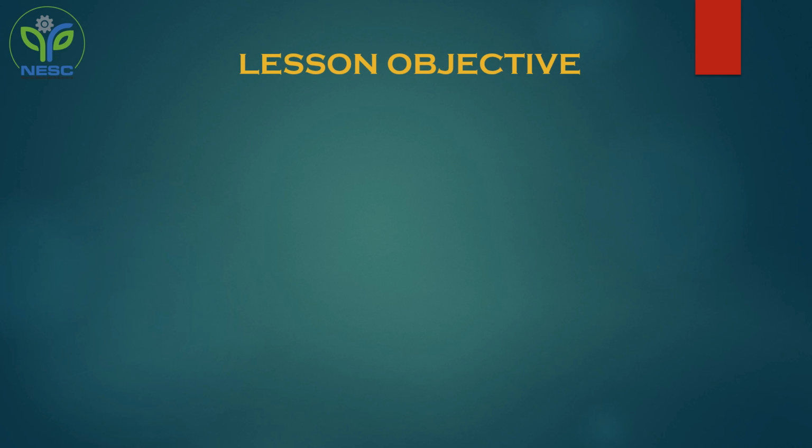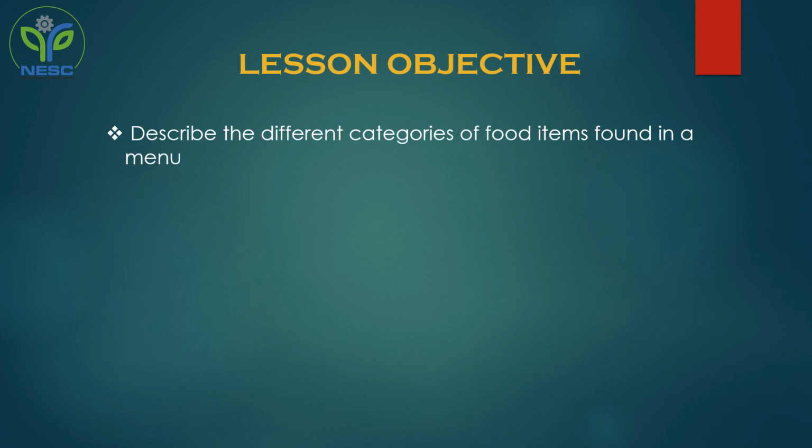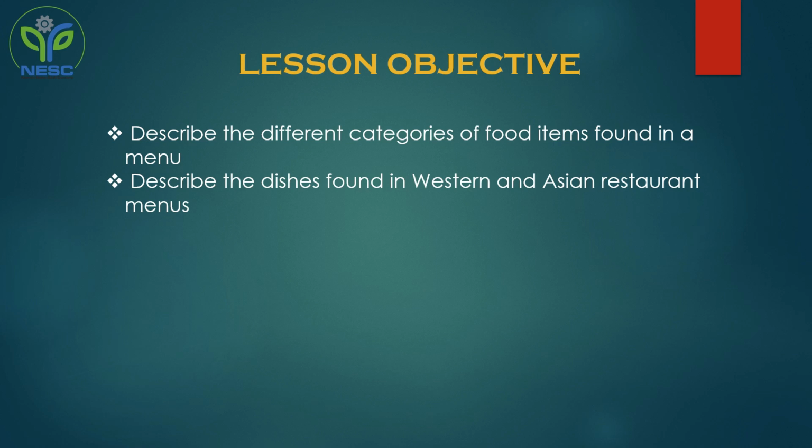So before we go through the topic, let me tell you about the lesson objectives of today's lesson. The first one is describe the different categories of food items found in a menu. This will help us understand the various categories of food items normally found in a menu. Alright, so next is describe the dishes found in Western and Asian restaurant menus. Here we will learn about the description to be given to the guest about the various dishes found in these two kinds of menus.